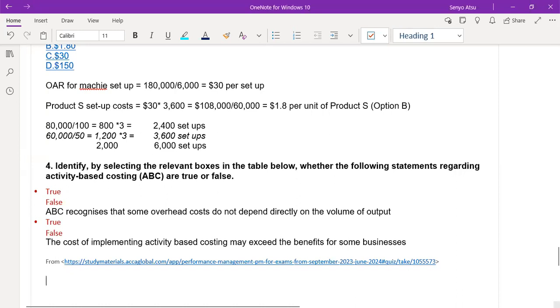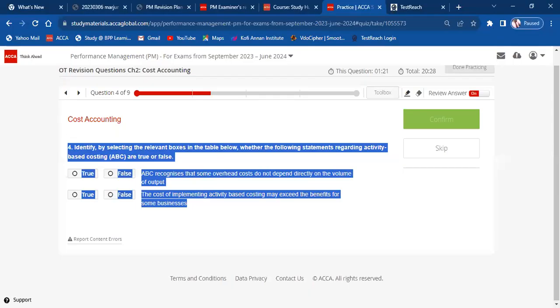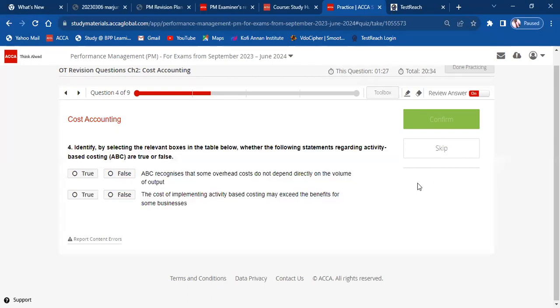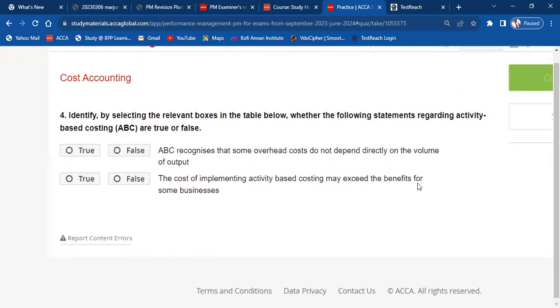True or false, identify by selecting the relevant boxes in the table below whether the following statements regarding ABC are true or false. You want to think through this for me?